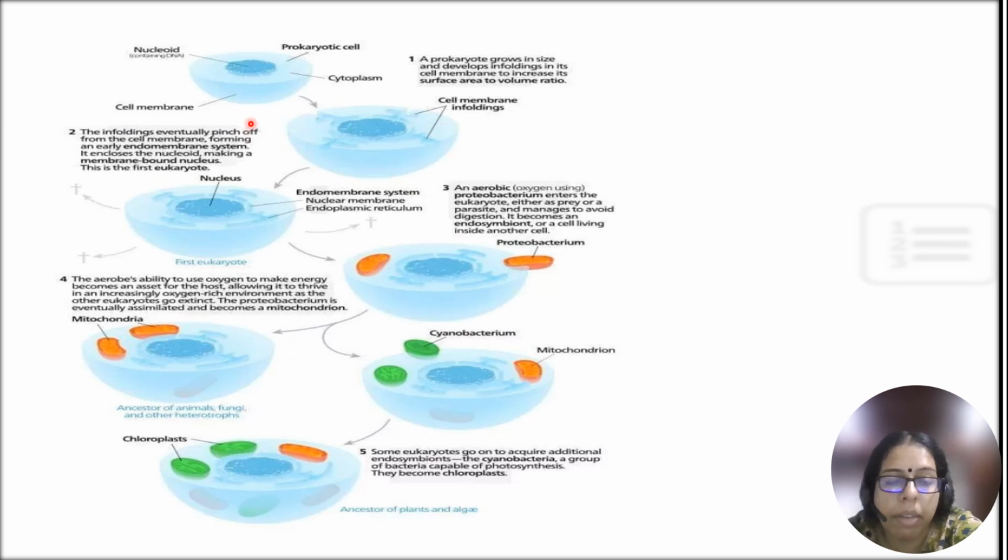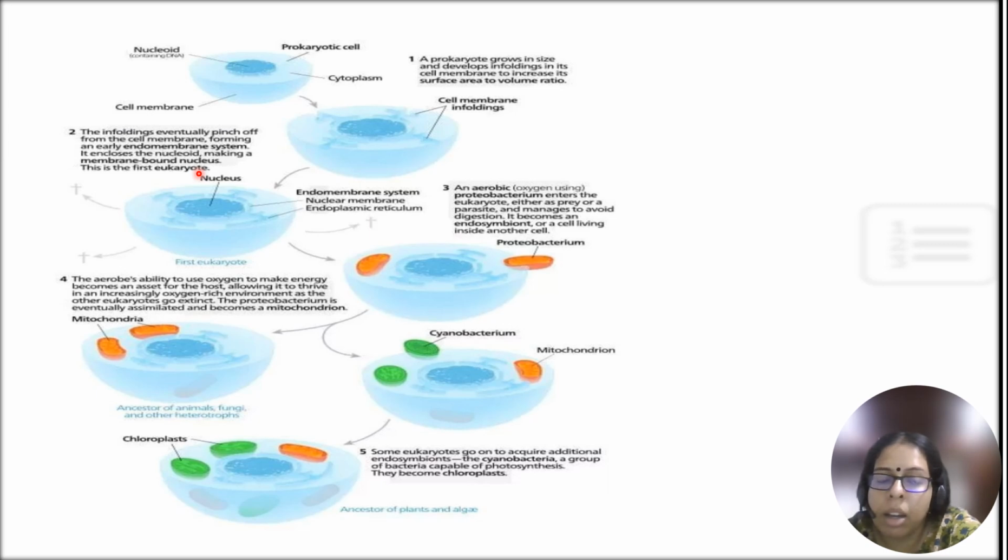This particular picture is very important because it is ample enough to explain the concept of endosymbiosis. Here there is a prokaryotic cell having a nucleoid that contains the DNA, a cytoplasm, and a cell membrane. A prokaryote grows in size and develops infolding in the cell membrane to increase its surface area to volume ratio. These infoldings have two fates. First, it can become an endomembrane system. Second, it can become the endoplasmic reticulum. Then the infoldings eventually pinch off from the cell membrane, forming an early endomembrane system. It encloses the nucleoid, making the membrane bound nucleus. This is the first eukaryote.